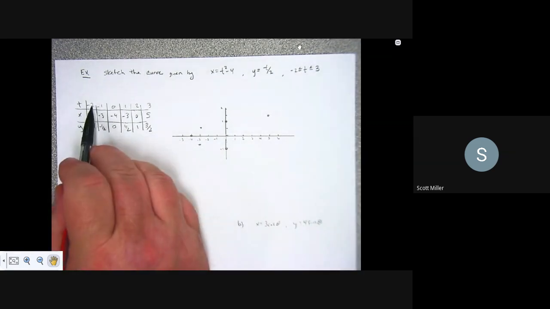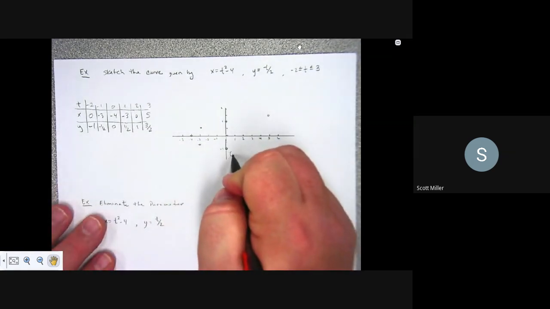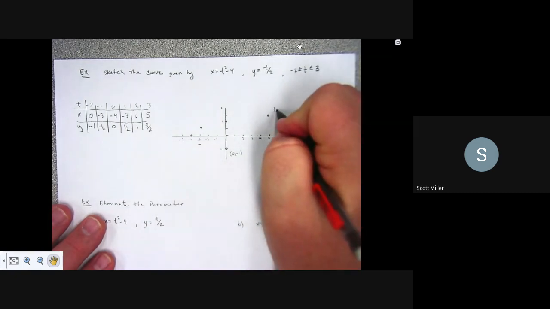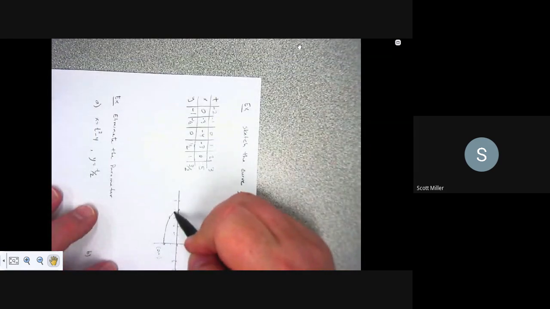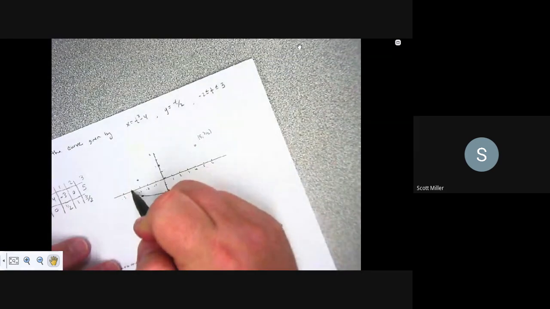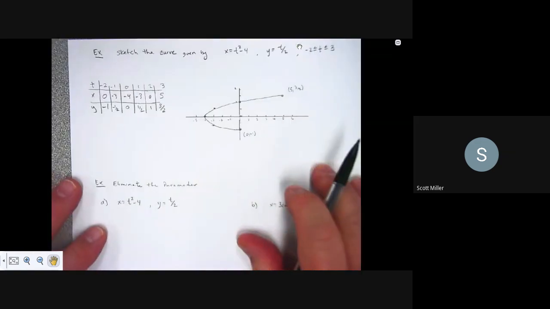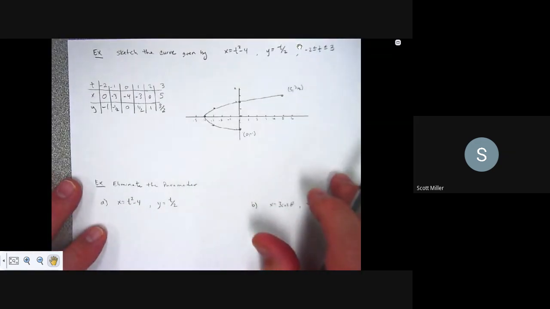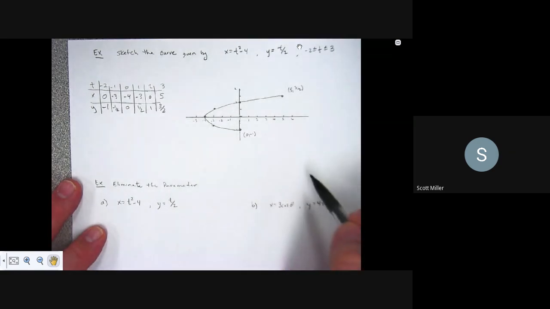This was the start value, and this was the end value. So the start value here is the point (0, -1), and this was the end, (5, 3/2). You can see that it's basically a parabola, or part of a parabola on its side. There are no arrows on the ends because t stops at 3 and -2. If it kept on going for all real numbers, then there would be arrows on the ends.